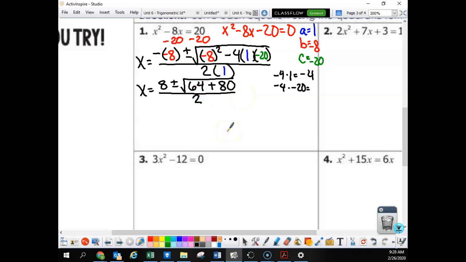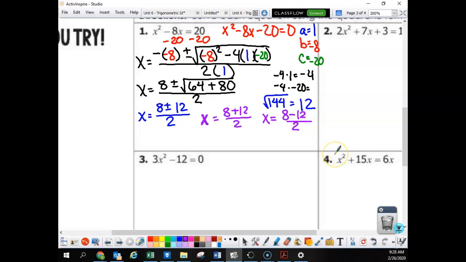And that's all going to be over, what's 2 times 1? 2. Now, 64 plus 80. What is 64 plus 80? 144. So it's going to be the square root of 144, right? What is the square root of 144? 12, right? So instead of writing all that, I'm just going to write 8 plus or minus 12 over 2. And then this is where you split up your two cases. You have x equals 8 plus 12 over 2, and x equals 8 minus 12 over 2. And then we have our two solutions.